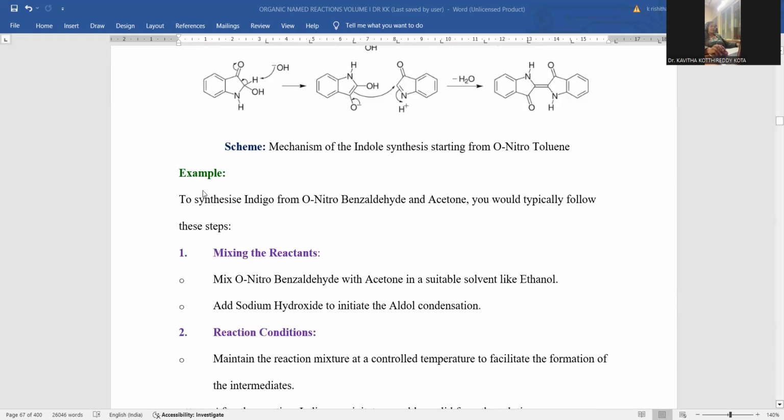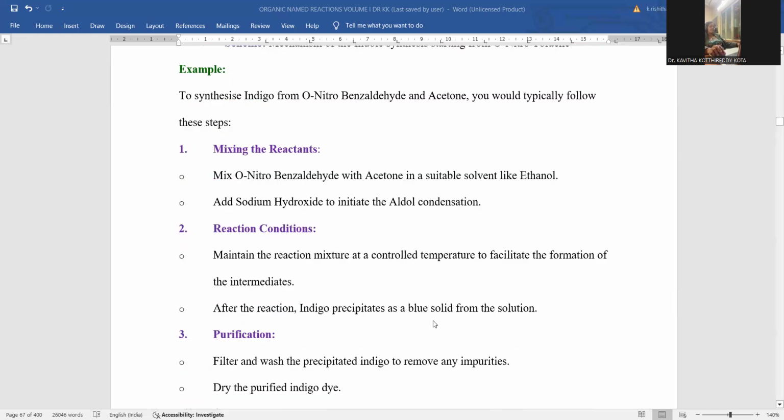In order to understand the reaction examples with respect to this indigo synthesis, mixing reactants are required: orthonitrobenzaldehyde to be added with acetone. A suitable solvent like ethanol is required, and sodium hydroxide is an important factor there. Aldol condensation reaction will initiate the reaction. This synthesis is initiated by aldol condensation.